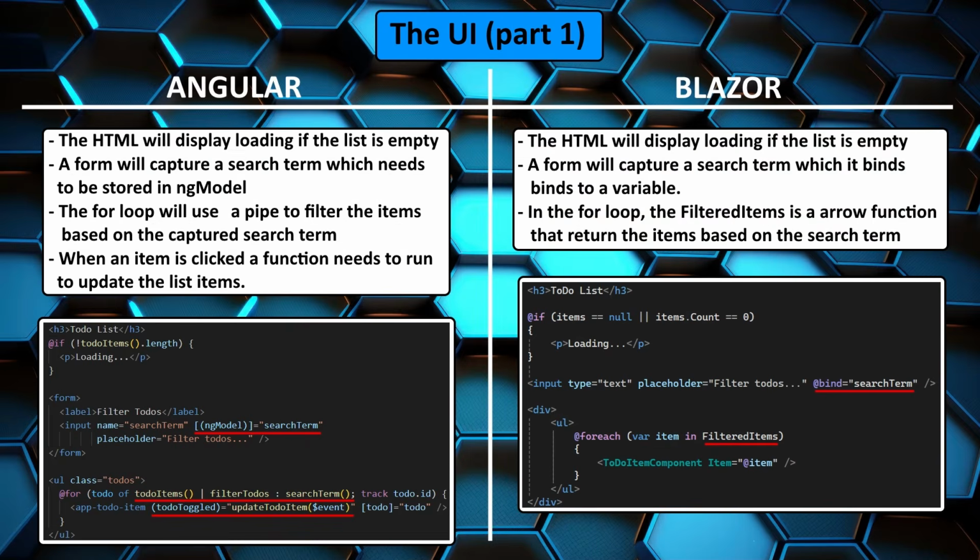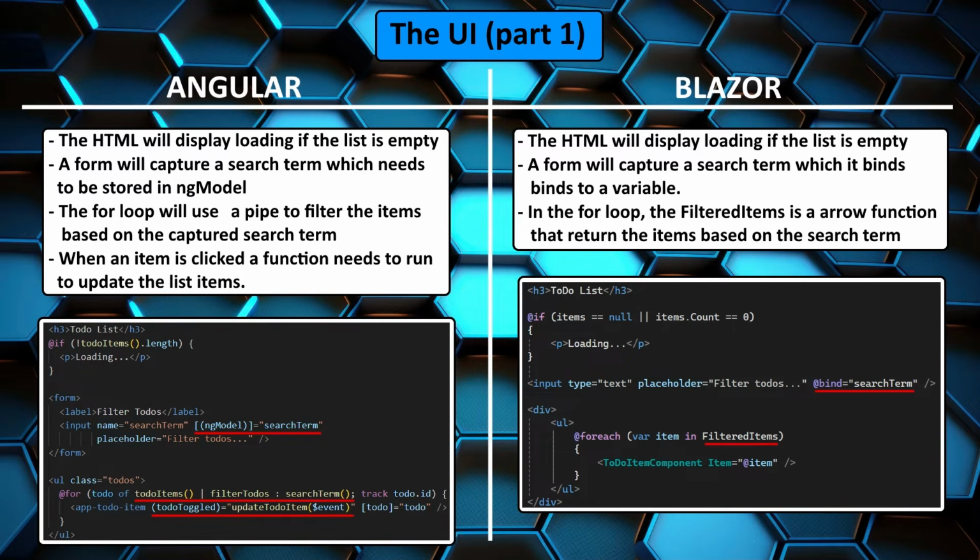Now for the page that will actually display the to-do list. In Angular, we display a loading message if the list is still empty. We add a form to capture the search term and save it into ngModel, which is a special model for holding form values. In the for loop, we display the items, but use a filter pipe based on the search term. We'll have to create the pipe separately.